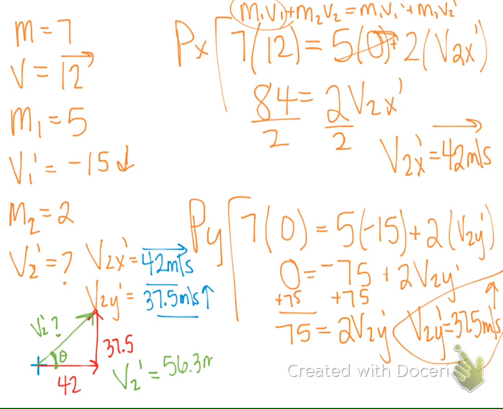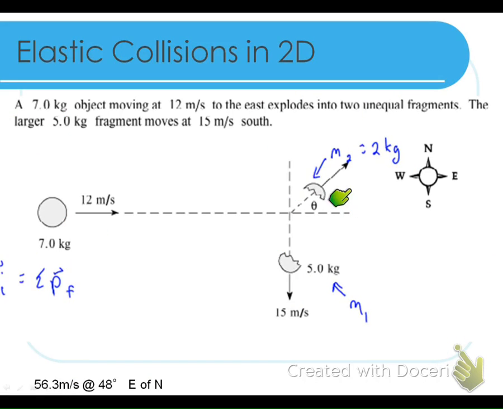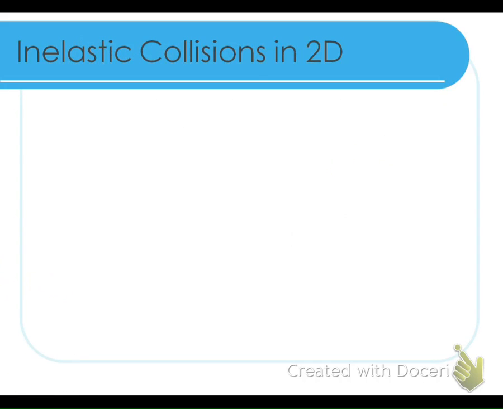Good. Meters per second at 41.8, so I'll round to 42 degrees. Perfect, north of east. If we take a look back at our original problem here, this makes sense. Our answer makes sense, which is good. And it's what we were supposed to get.